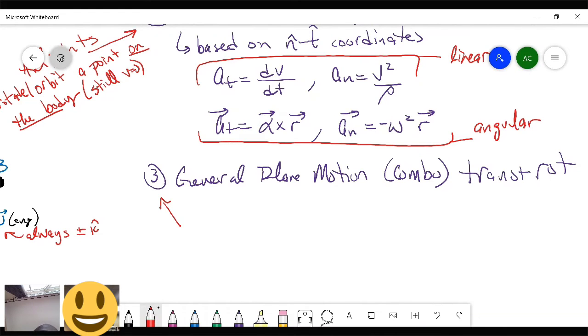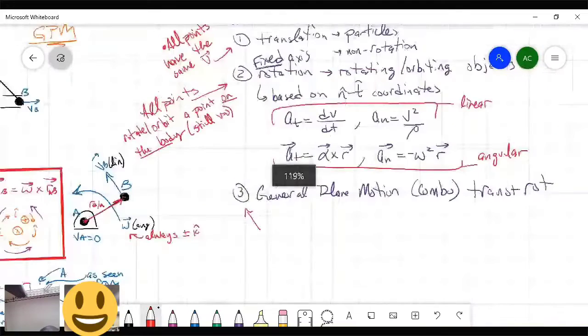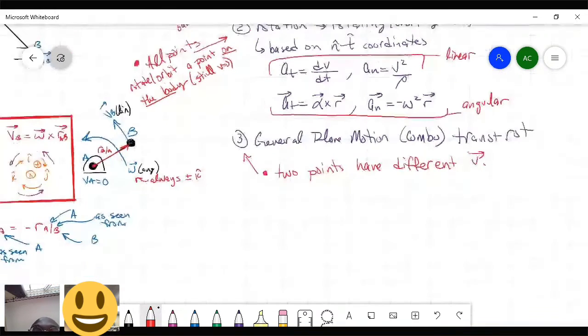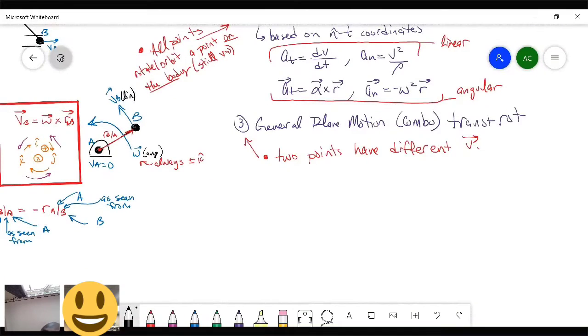All right. So general plane motion. How do you know when it's general plane motion? Easy. General plane motion is when two different points have two different velocities. Literally, that's the only thing you have to know. Now remember, velocity doesn't just mean the direction. It also means the magnitude. You follow me? When two points in an object have two different velocities, that object has to be translating and rotating.